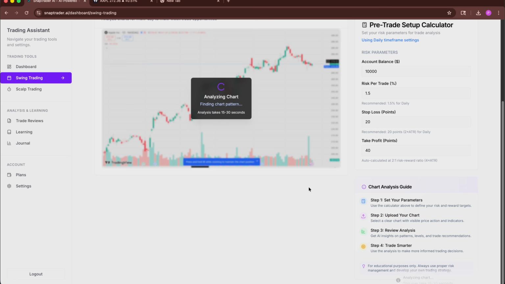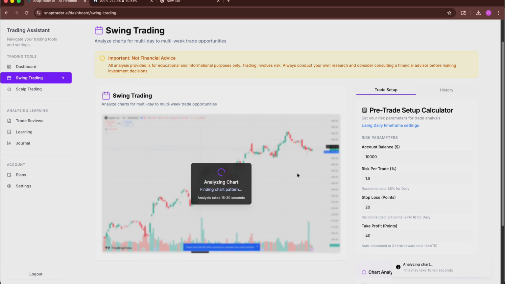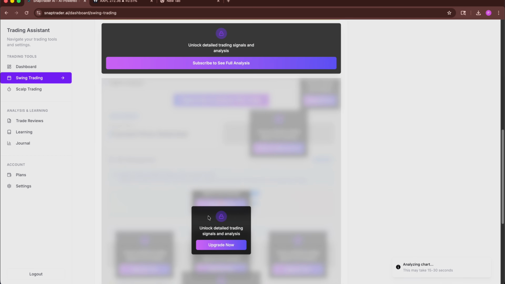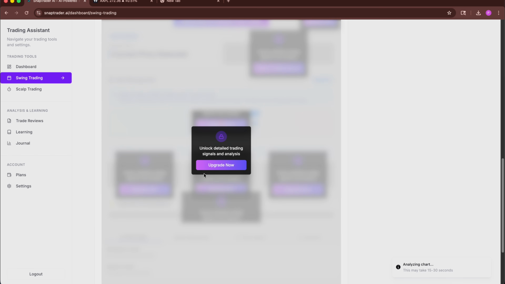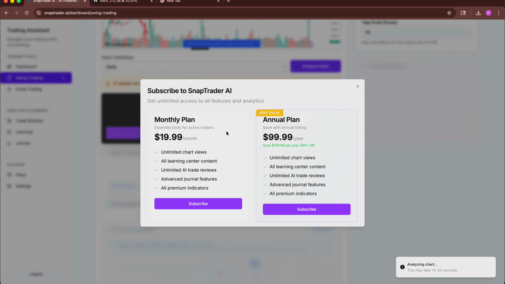Now we're going to click Daily, and then we're going to click Analyze Chart. So now the AI is going to do some analysis and then give us a little analysis of what's going on. It tells you how many people are analyzing this chart right now, and to get full metrics, you're going to have to upgrade, which the plans are pretty pricey at $20 a month or $100 a year, which is a good discount if you're doing it compared to the monthly plan, but otherwise is pretty expensive.